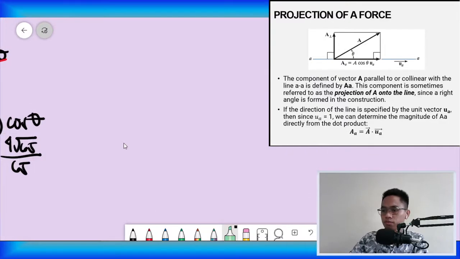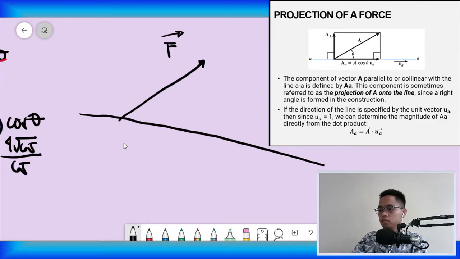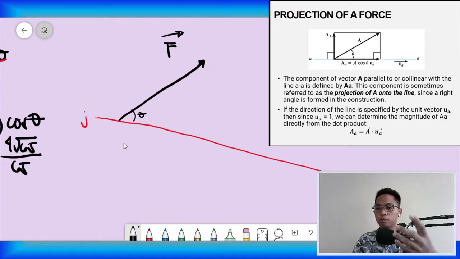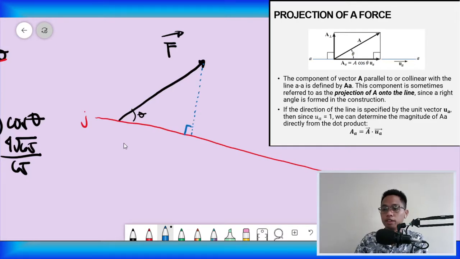Okay, so to illustrate, if we have a force here, say this is our force F, a vector. Now we have a line here, say this is our line J. If we know this is theta, the projection of this, as I said earlier, should be perpendicular. So if I project it here, this would automatically be 90 degrees.